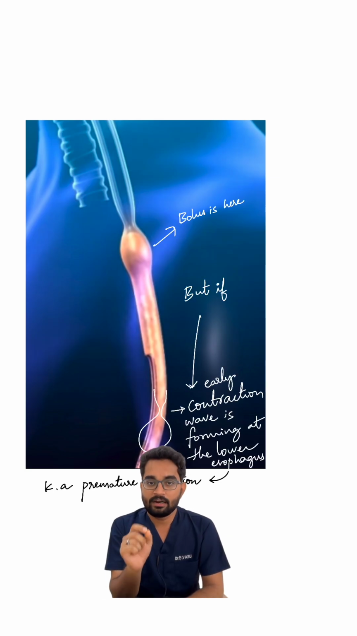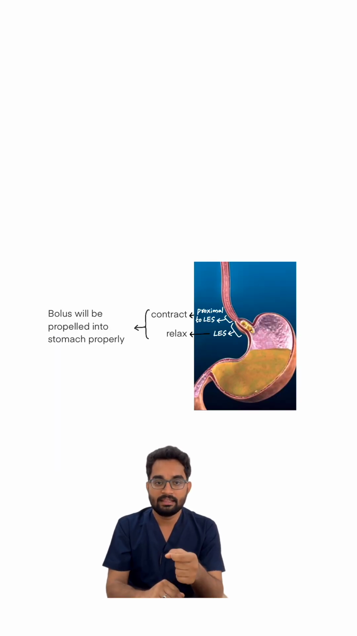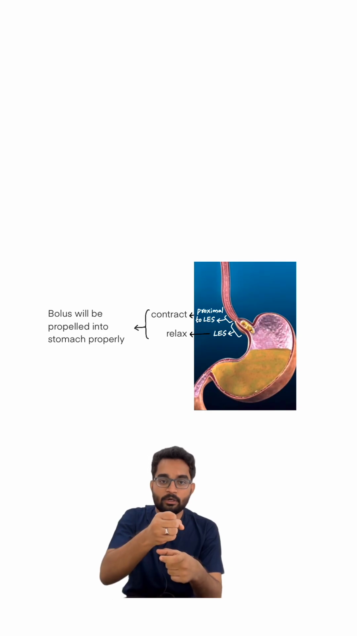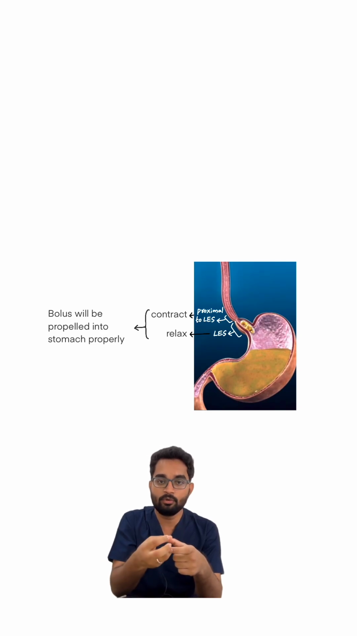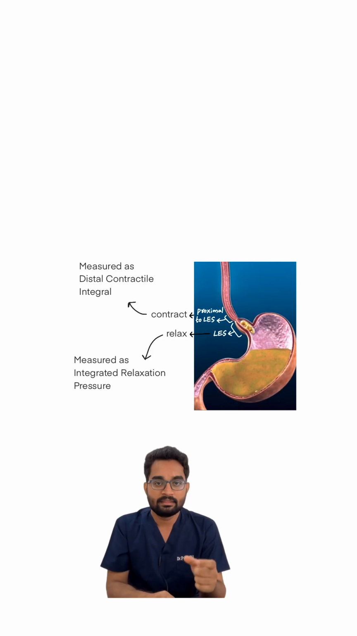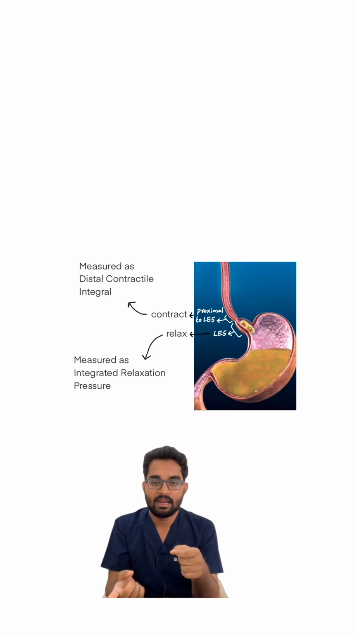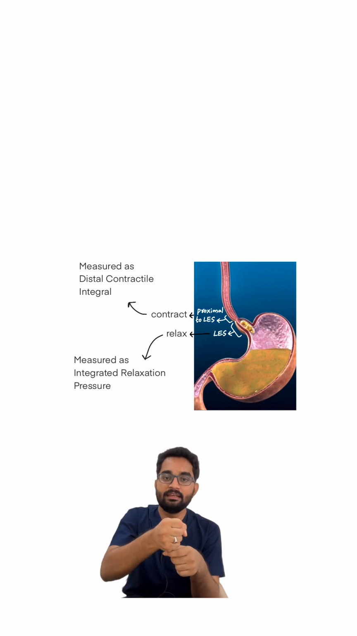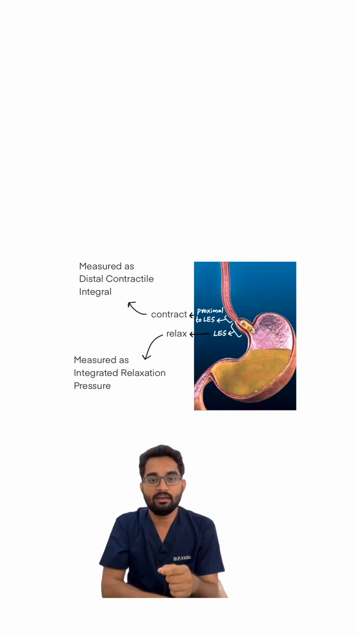But if early contraction occurs at the lower end of the esophagus, even before the bolus reaches the lower end, that is called premature contraction. At the lower end of the esophagus, the LES should relax and the segment proximal to the LES should contract in order to propel the food from the esophagus into the stomach. The changes which occur at the LES are reflected by integrated relaxation pressure, and the changes which occur proximal to the LES are reflected by distal contractile integral.